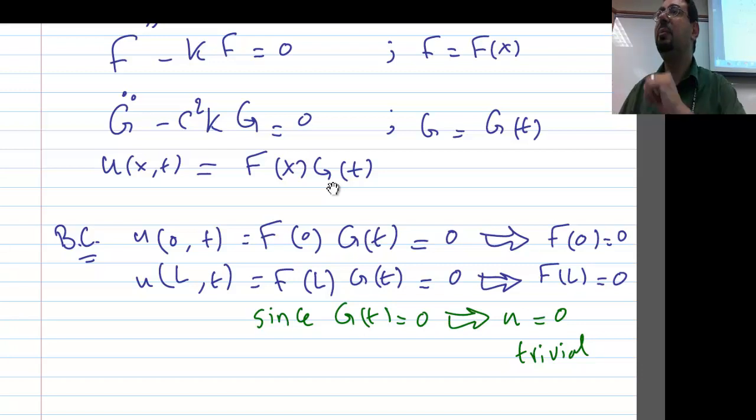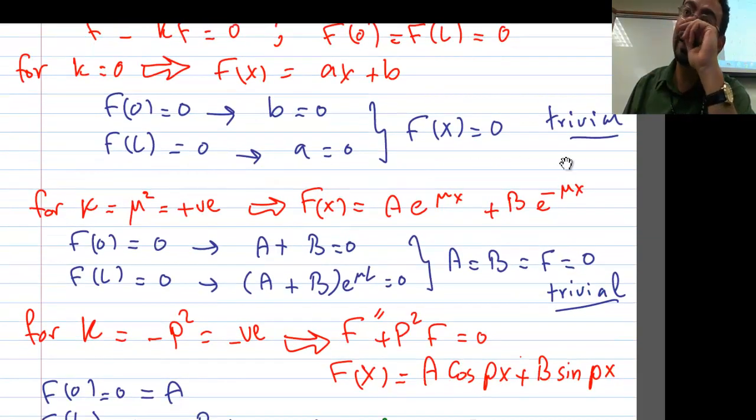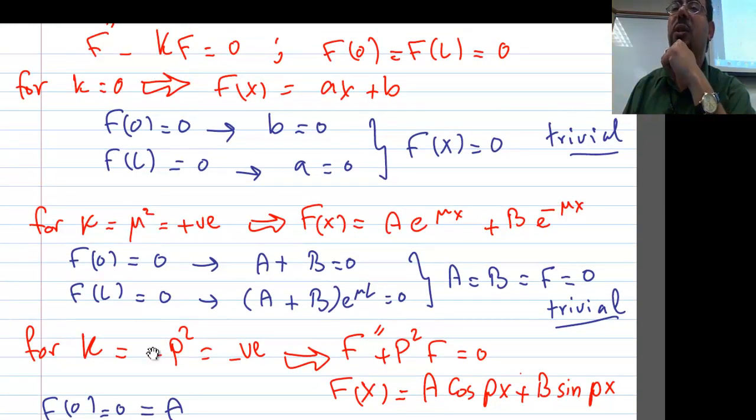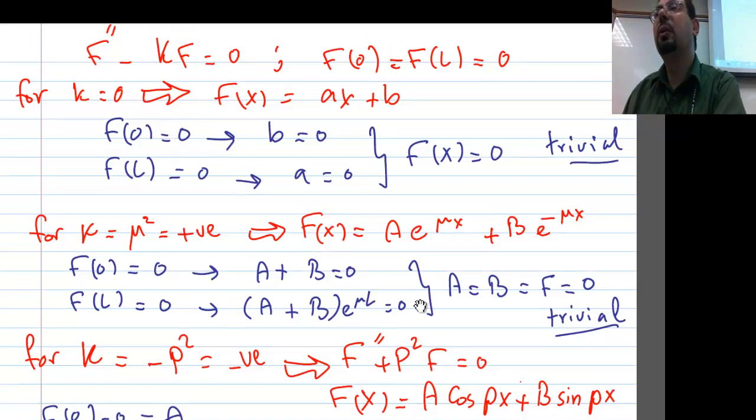Okay? So that's a trivial solution, not accepted. The second case, k is positive, so let's call it mu squared. See how he's going to make it negative? He'll call it minus something squared. So if it's positive, it's plus. The solution, and we did this, that's the problem we solved before, when it was positive.